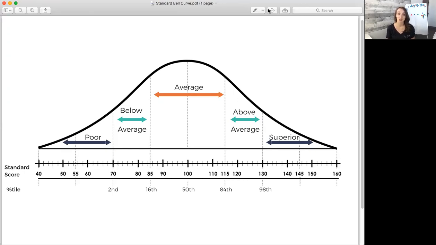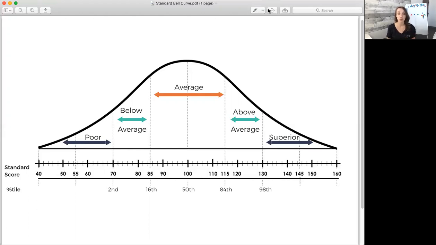What they're designed to do is put students on a standard bell curve. If you remember statistics, you might remember that standard bell curve. Essentially, they're looking at where we expect students to be performing, and then where other students are performing in relation to your student.